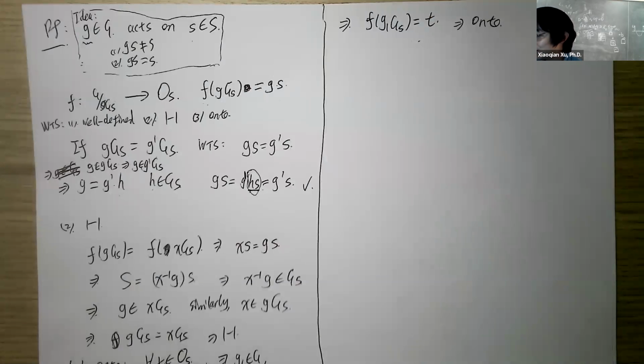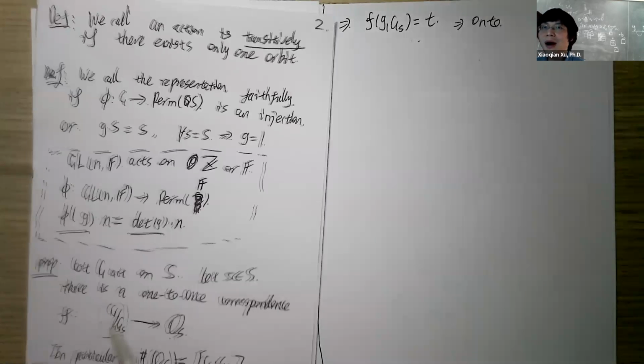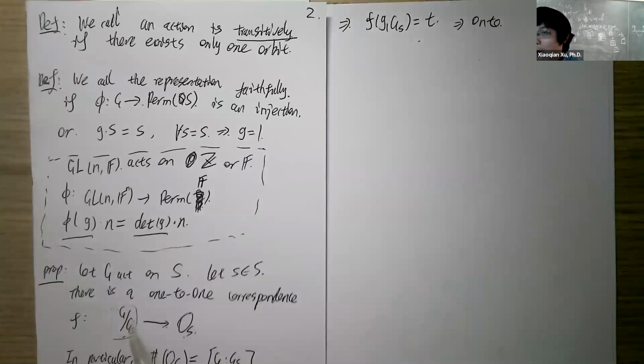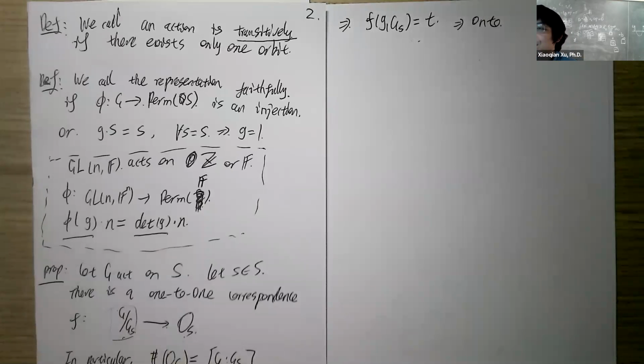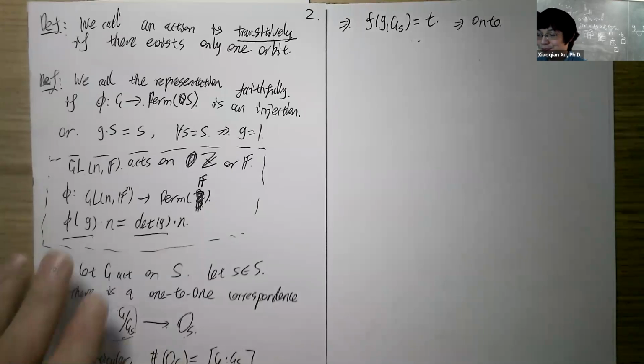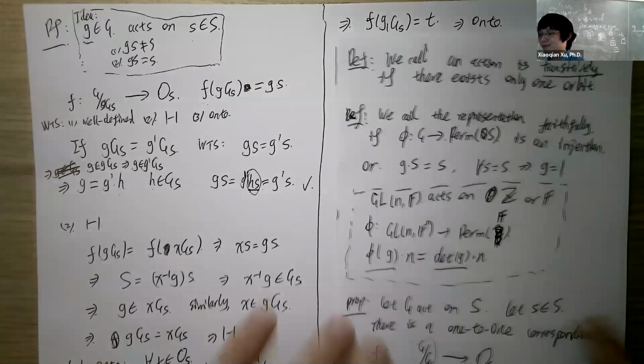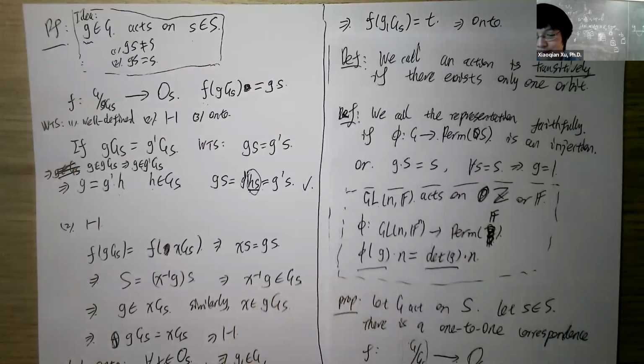So we prove that this G_S is somehow like the kernel, and then you use G over this kernel, you somehow get the image of your group action. Any question before we move on? Any question?